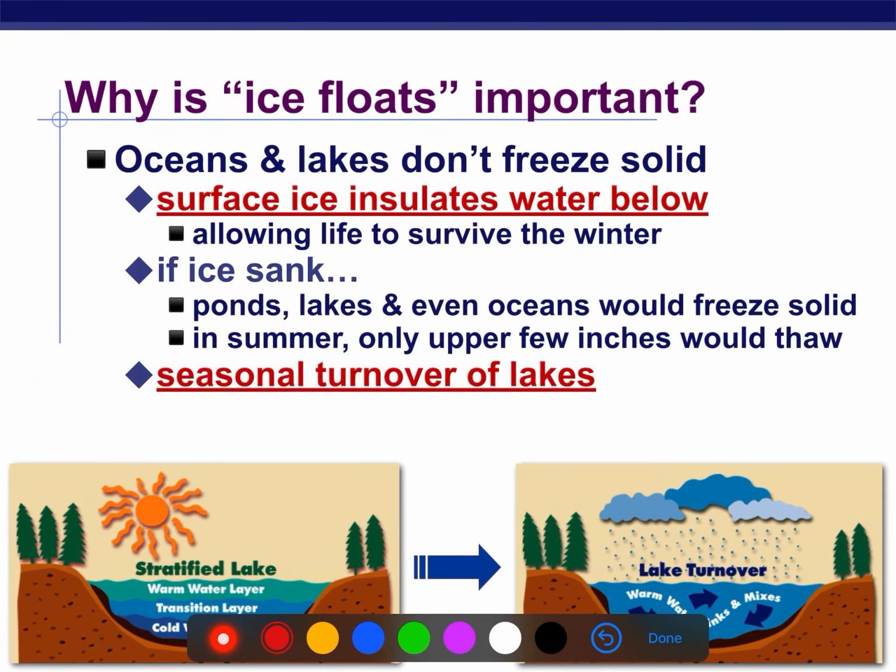So we know that our larger bodies of water don't freeze solid. The surface ice ends up insulating that water below, so that in the winter times our oceans and lakes are habitable to organisms. And so if ice sank, then our lakes would start freezing from the bottom up. And so if the water froze every year, obviously no fish would be surviving. And then in the summer, only the upper few inches of water would thaw, which really wouldn't leave much room for life in those months.